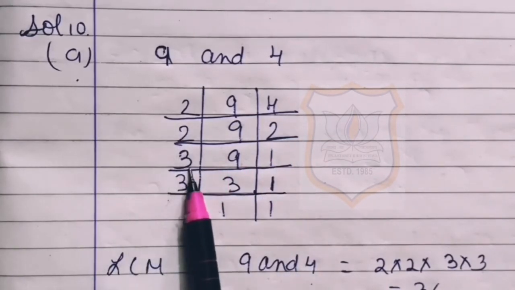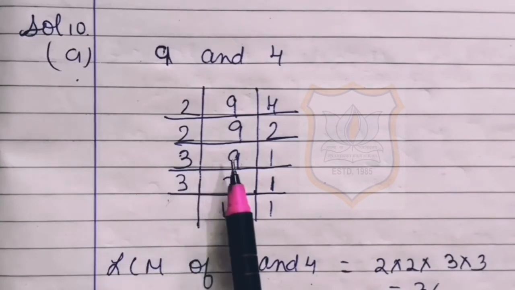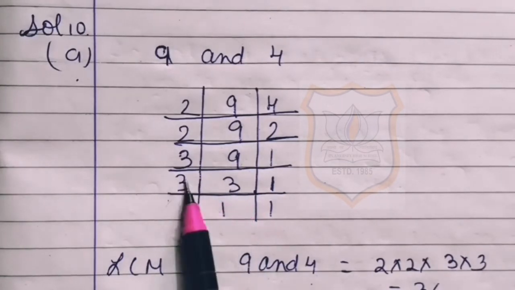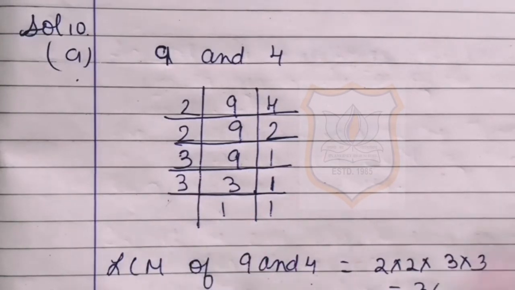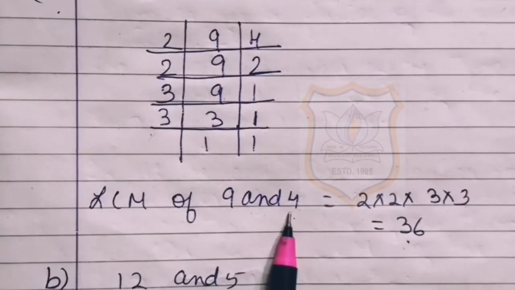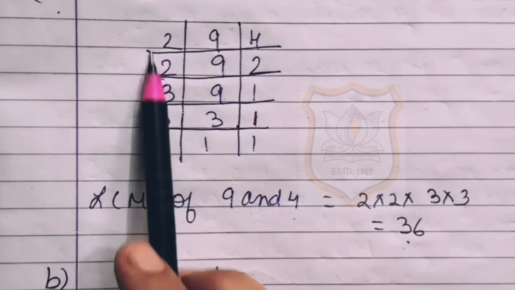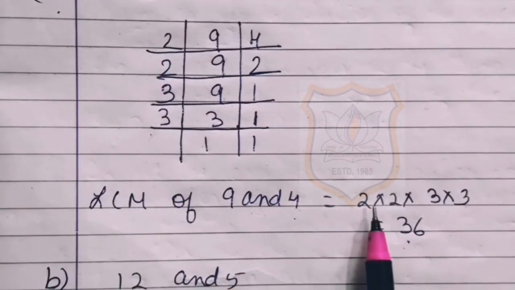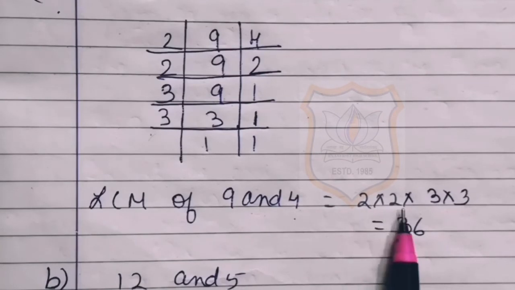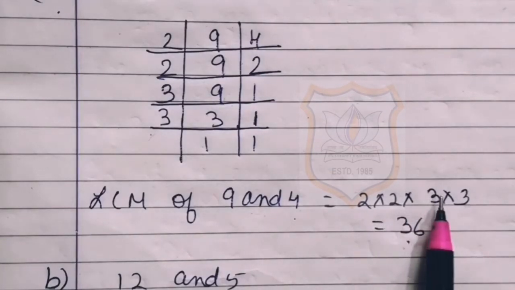Now we will take 3 as another smallest prime number. Now we will divide this 9 by 3, we will get 3 as the quotient, and again we will divide this 3 by 3, we will get 1 as the quotient. Now we have to find out the LCM of 9 and 4. To find out the LCM, we have to multiply all the prime factors. So we will multiply 2 by 2 by 3 and by 3. So 2 multiplied by 2 is 4, 4 multiplied by 3 is 12, and 12 multiplied by 3 is 36. So the LCM of 9 and 4 is 36.